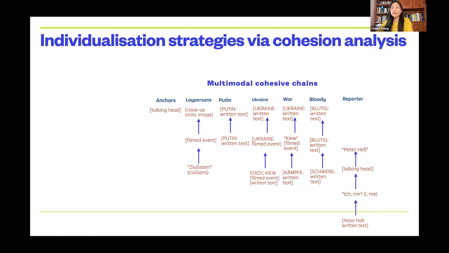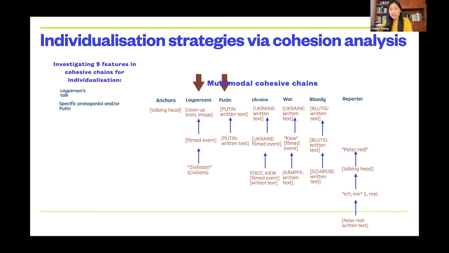So for our pilot study, we analyze individualization strategies by using nine features within the cohesive chains. That is, we look for laypersons in a cohesive chain, whether we can find laypersons, whether we can find their talk, or whether they are a specific protagonist in the cohesive chain.